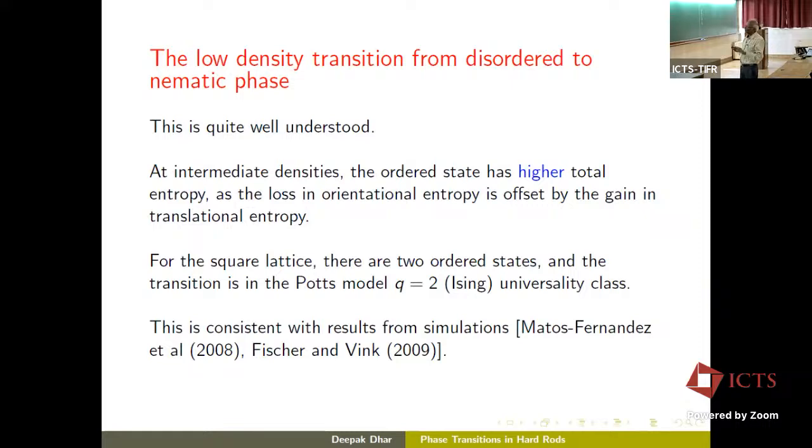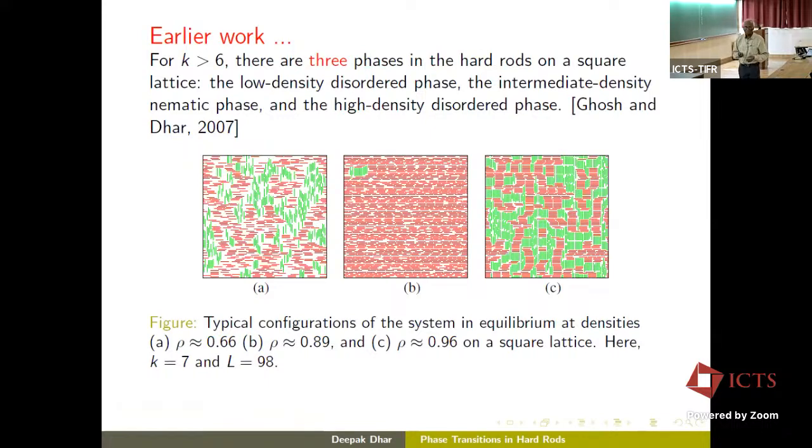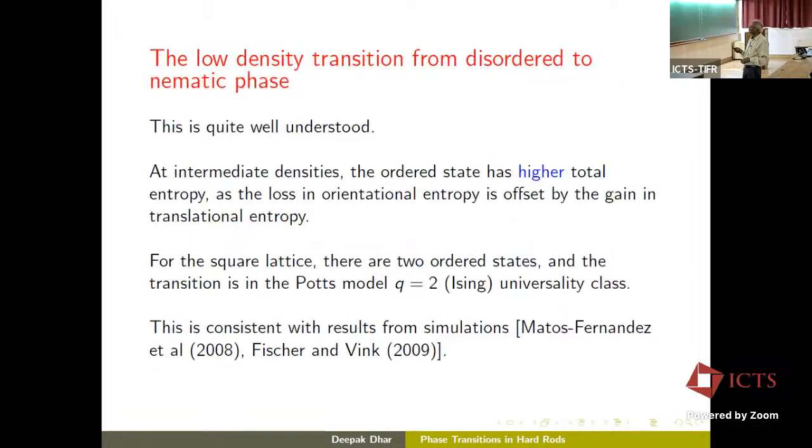And if you take this model defined on a triangular lattice, then each rod has 3 orientations, and it goes into the Q equal to 3 Potts model. It's different. Okay, and this is consistent with the results.